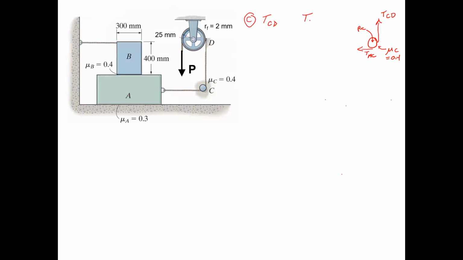If we look at TCD and TAC, which one do you think is going to be bigger? Right. You've got to apply 58 newtons to get the box to move, but wrapping it around the peg means you're going to have to pull even harder to overcome the friction that's going to try to resist that motion of the rope around that peg, right? Does that make sense?